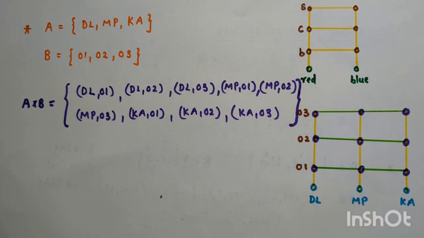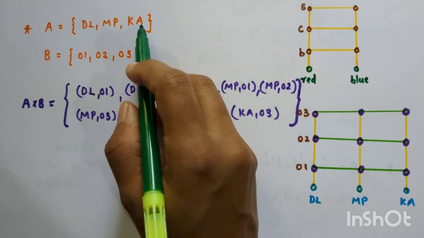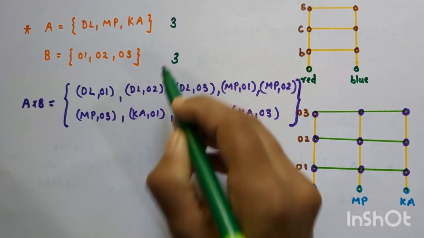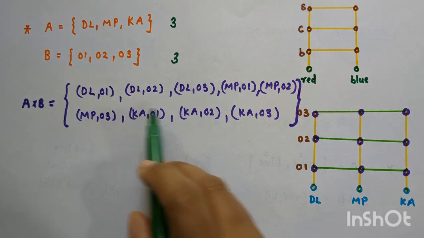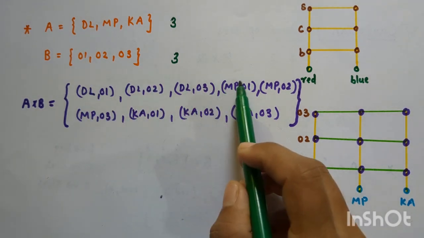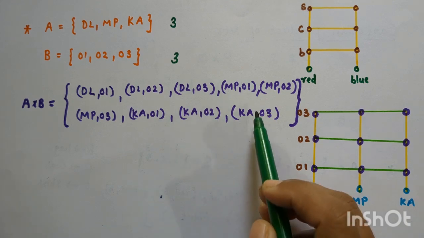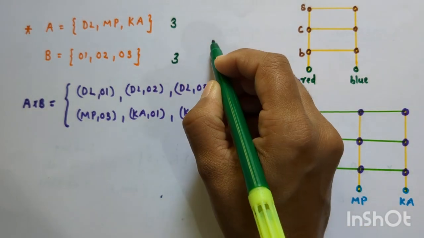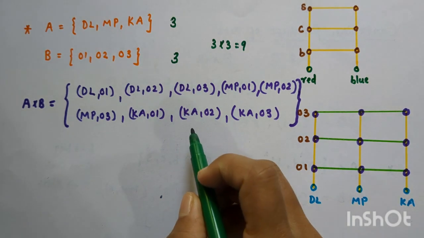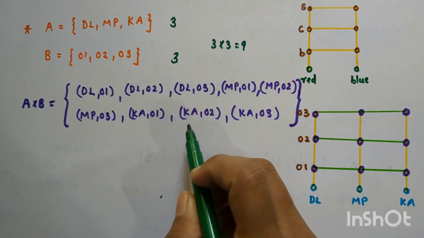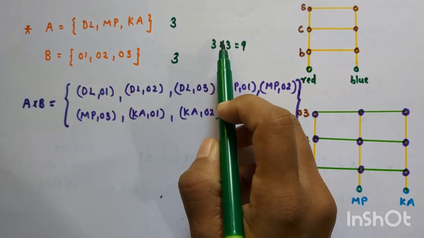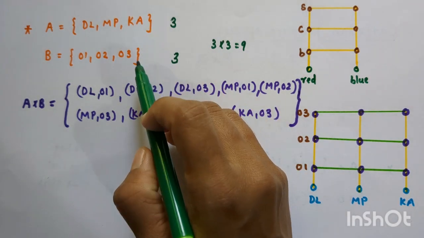Now you see the number of elements in set A is 3 and the number of elements in set B is also 3. How many ordered pairs are there in A cross B? Just count: 1, 2, 3, 4, 5, 6, 7, 8, 9. That is, 3 threes are 9. So the number of ordered pairs in the Cartesian product of two sets will be the product of the number of elements in A and B.